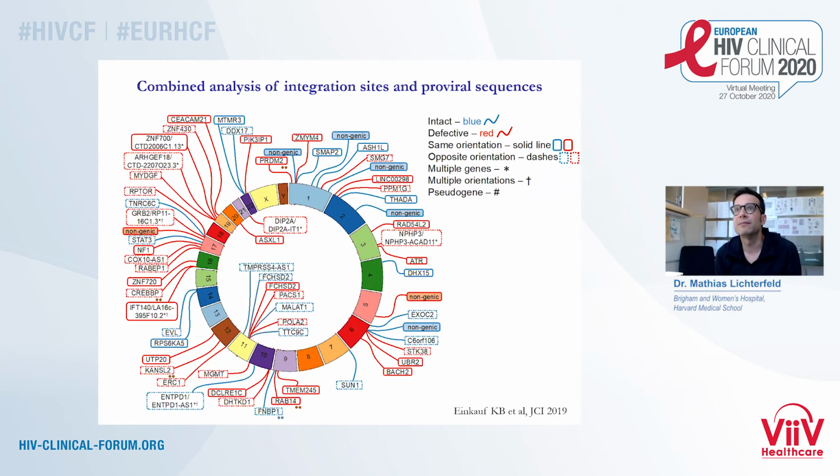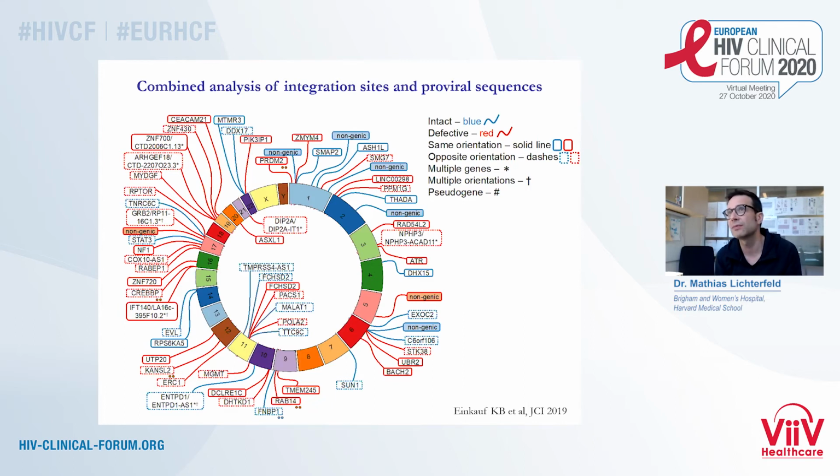This slide shows an example for these types of studies. So we are seeing here on the circus plot all the different chromosomes that are listed, and we are showing for one patient the different types of proviruses that were isolated and their relative location in the human genome at different positions. And then we can make a lot of distinctions here.